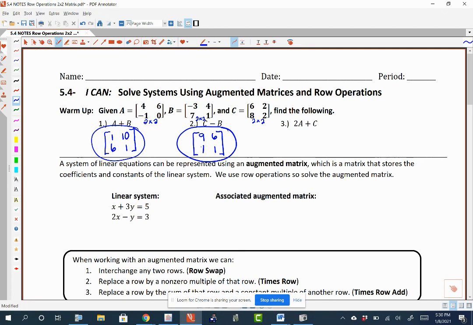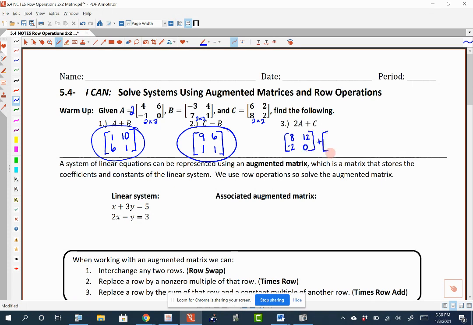And last, we want to do a little bit of a scalar first. So we want to do 2 times matrix A first. So I'm going to think about writing this one out. If I take this matrix A and I multiply everything in here by 2, I end up with, 2 times 4 is 8. 2 times 6 is 12. 2 times -1 is -2. And 2 times 0 is 0.